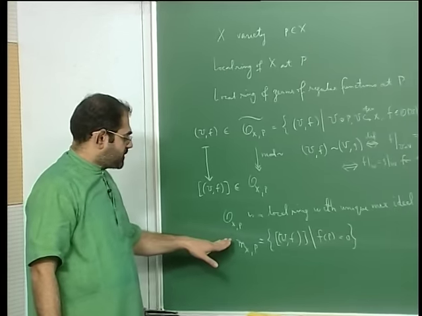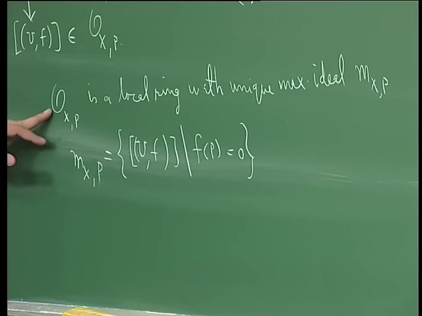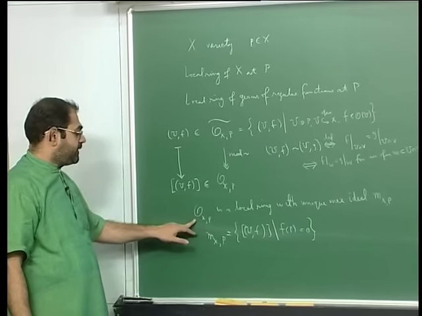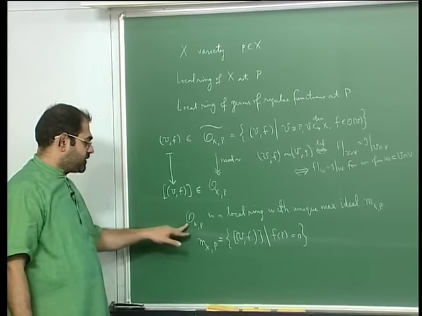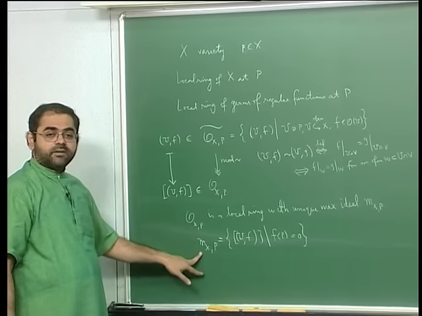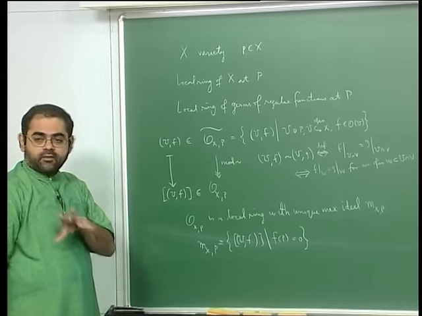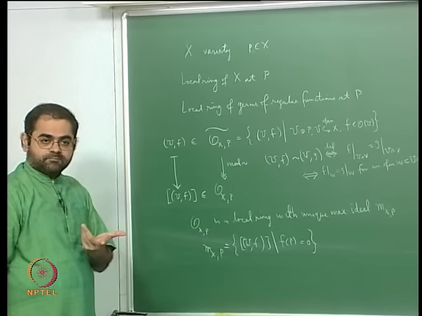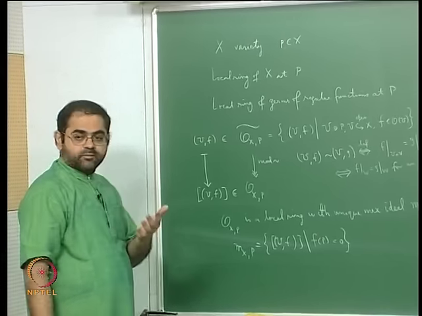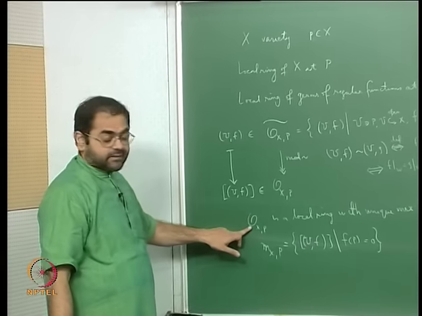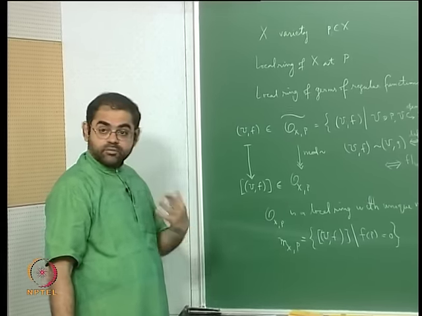And how did we show that this is a maximal ideal? We showed this by showing that if there is a germ which does not vanish at P, then by continuity it will not vanish in an open neighborhood containing P, and on that open neighborhood it will become invertible. So it will become a unit. In other words, a germ of a function that does not vanish at P, namely an element outside the ideal, is a unit.